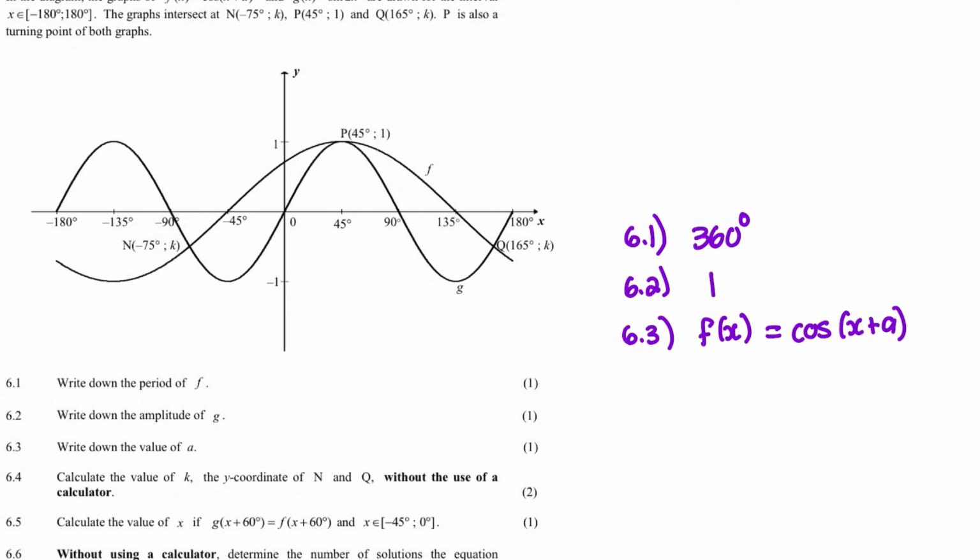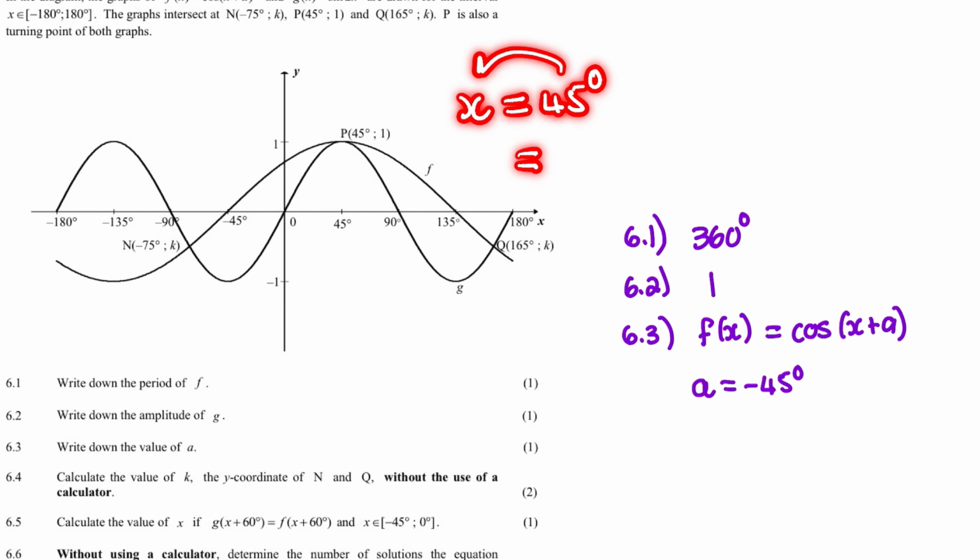So therefore, the a value is minus 45 degrees. We have always explained it as if x is equal to 45 degrees, to find the a value, we move that back to 0. So it's x minus 45 degrees. So the a value is negative 45.